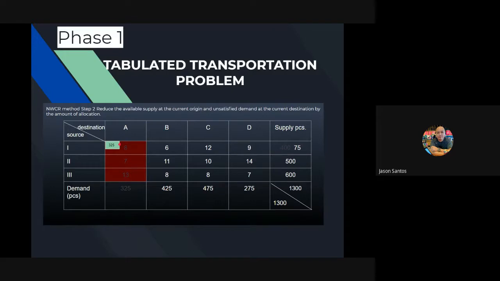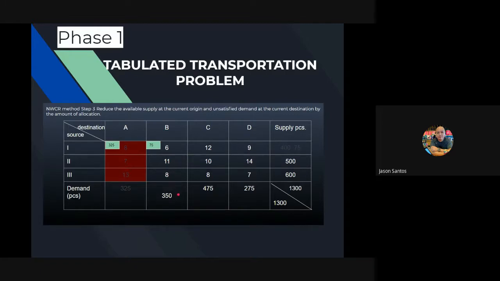If you do this handwritten, you can simply write a box on the upper left side and then put in the amount. Again, why did we choose 325? Because it is lower than 400. And then 325 minus 325 is 0, thus it's cancelled out. And 400 minus 325 leaves us with 75 remaining supply. Next, we will cancel this entire column because we have already exhausted the demand here. There is already no demand left for this column. Okay. So next.